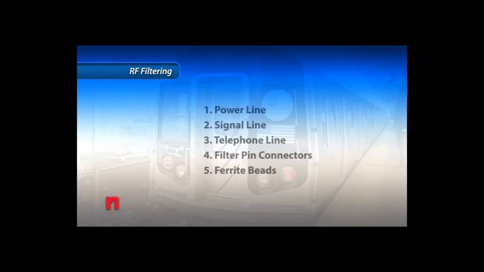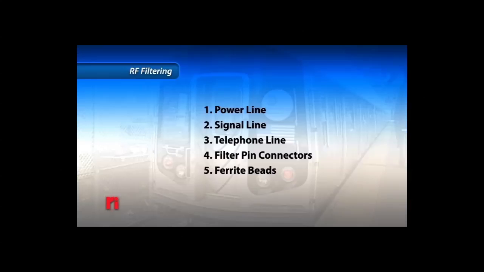Let's now take a look at some of the EMI control tools that we have to work with to help control electromagnetic interference: RF filtering, RF shielding, and cable routing. RF filters, power filters, signal line filters, telephone filters, even ferrite beads are a form of an EMI filter.